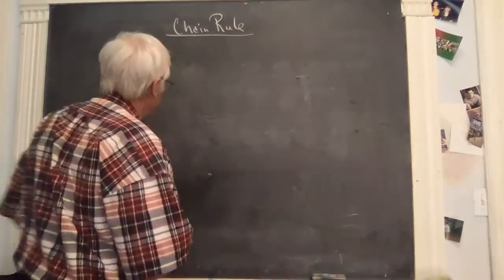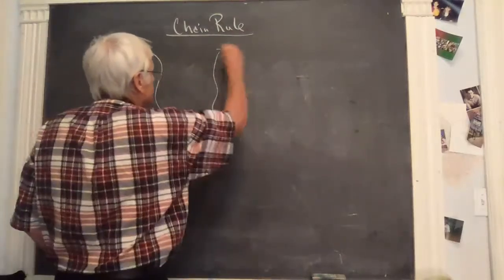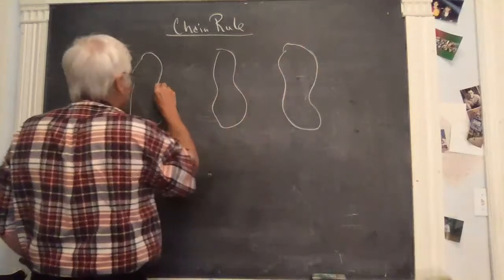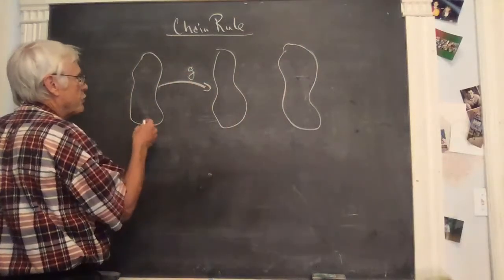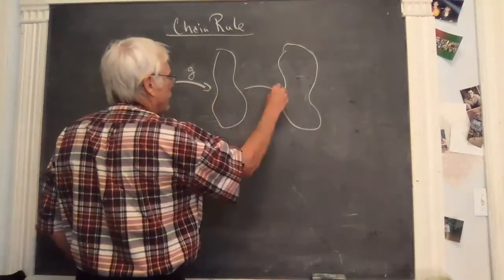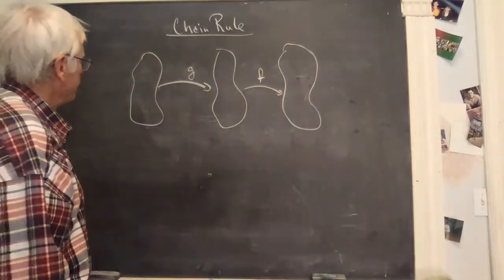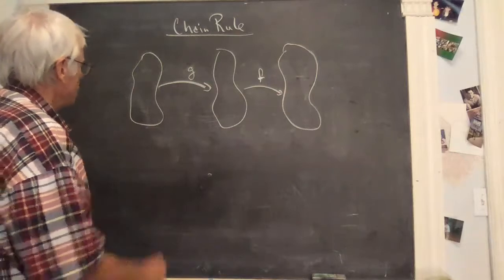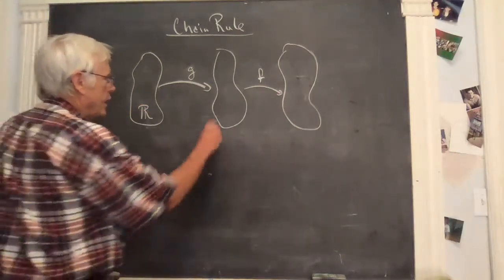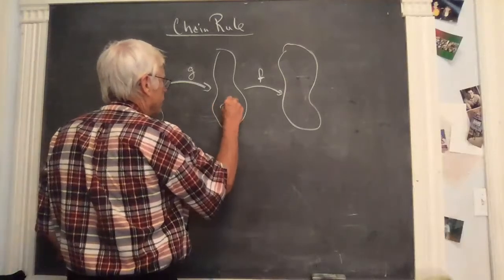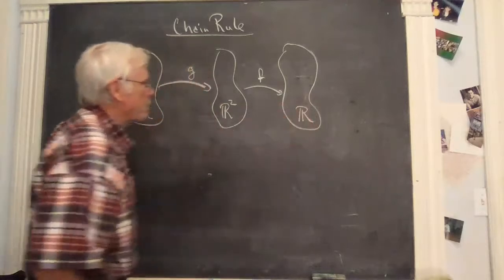So the basic setup is this. We've got a function g that takes some space to some space, and then we have a function f that carries it further. So, for example, this might be the real numbers, and this might be the plane, and this might be the real numbers again.